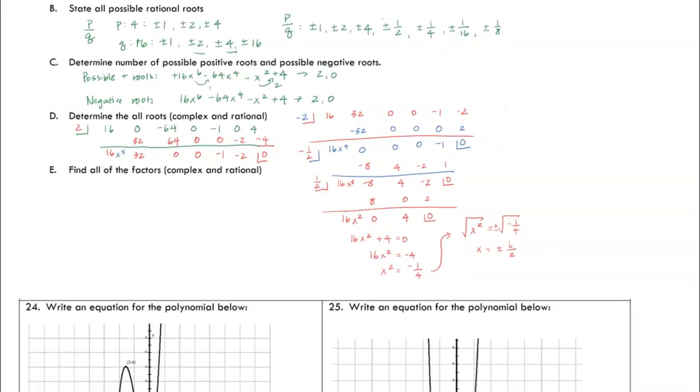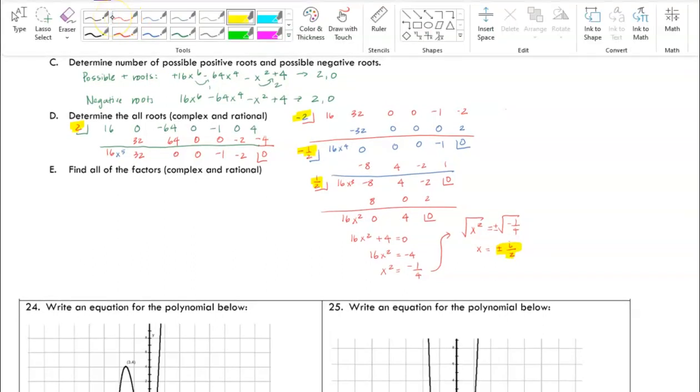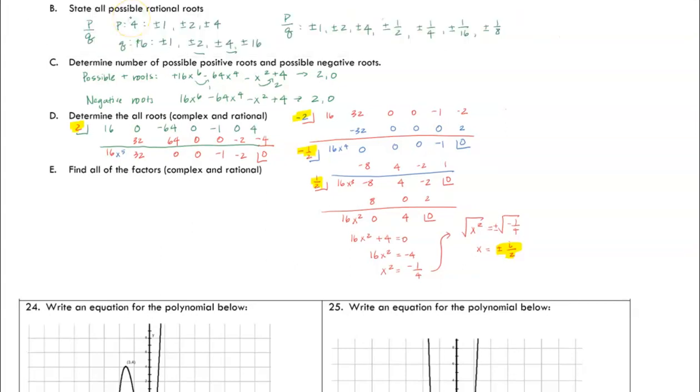Okay. So what were all the roots? 2, negative 2, negative 1/2, 1/2, plus or minus 1 over i over 2. So the roots are plus or minus 2, plus or minus 1/2, plus or minus i to the square root of 2. Now the factors are going to be x plus 2, x minus 2, x plus 1/2, x minus 1/2.